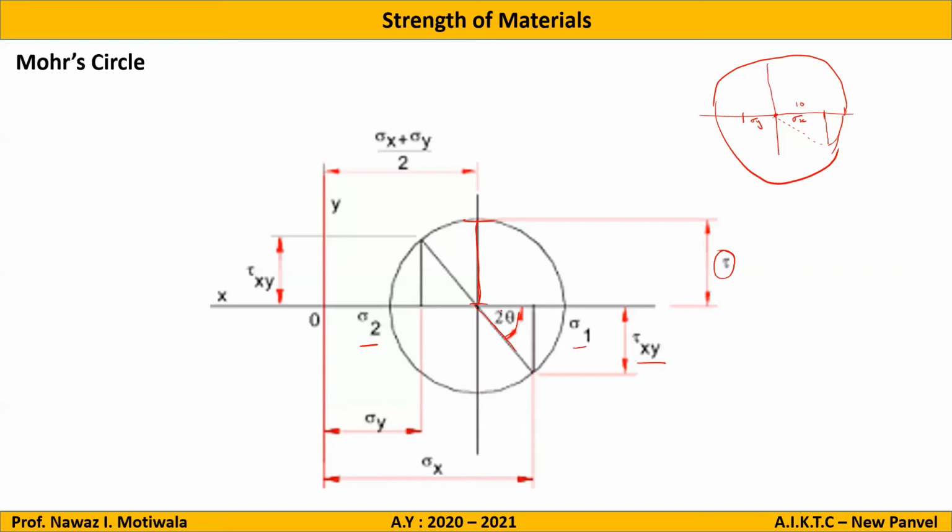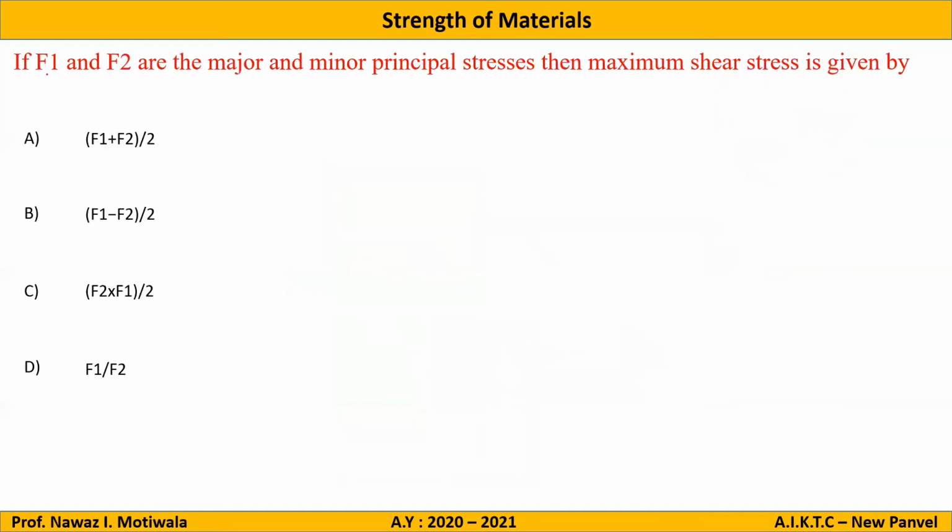So now with these basics, let us start with the MCQ part for this particular topic. The first question is, if F1 and F2 are major and minor principal stresses, so it is given that sigma 1 is F1 and sigma 2 is F2, and we are required to find what the maximum shear stress is given by.